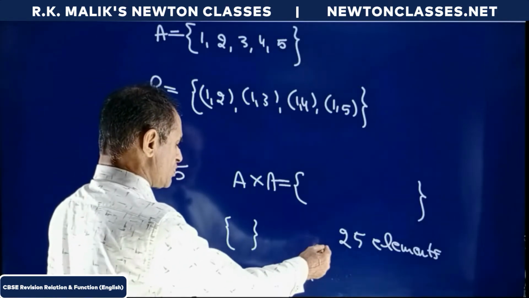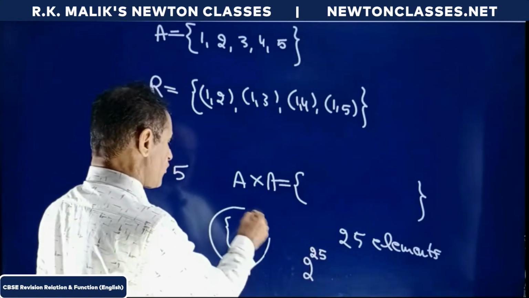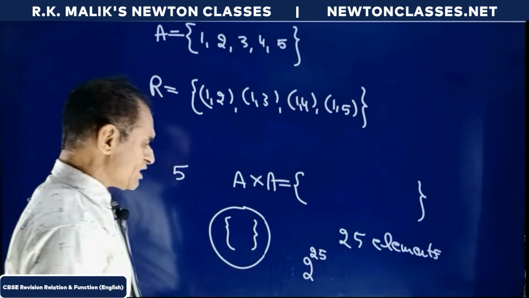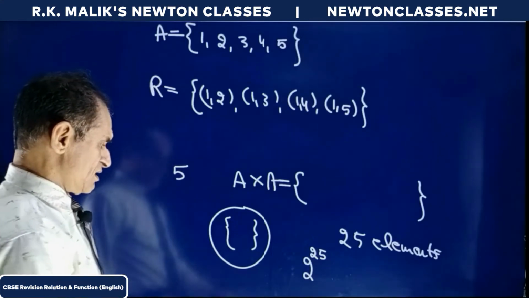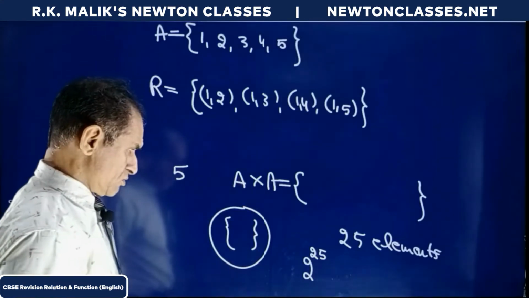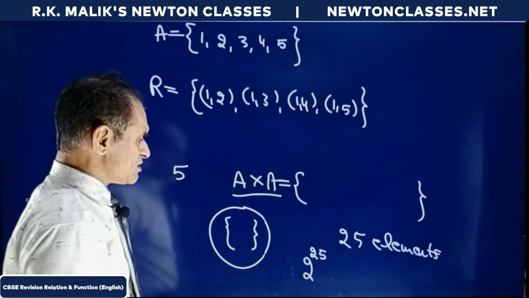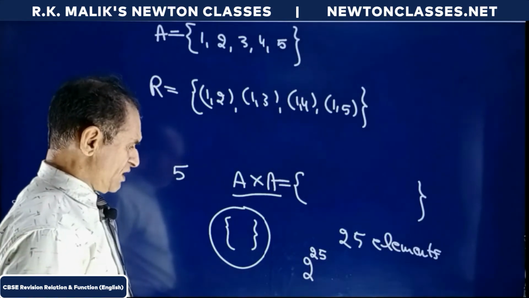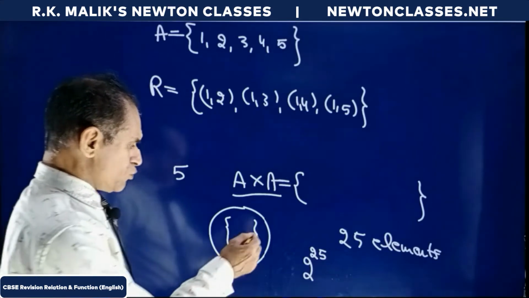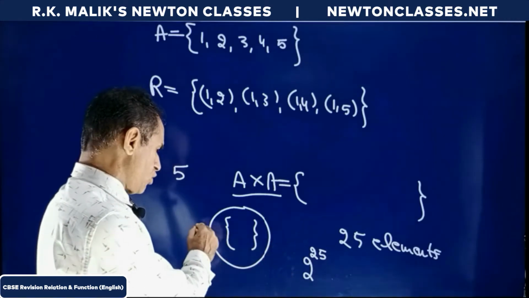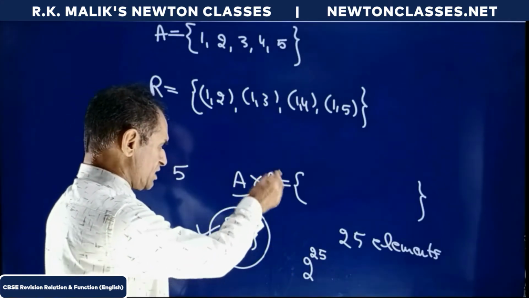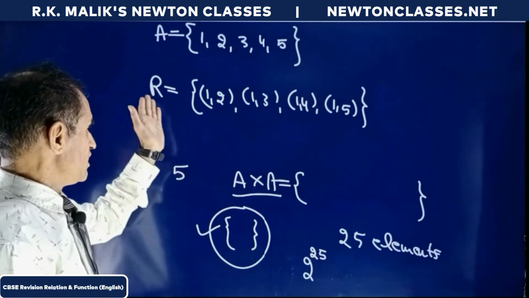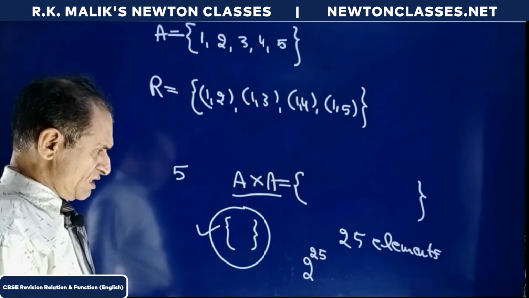Out of 2 to the power 25 subsets, this is also one of the subsets of A cross A. Hence, this is also a relation on A, because it is a subset of A cross A. The set A cross A is also a relation on A because every set is a subset of itself. In 2 to the power 25 relations, we have counted this also and A cross A also. And because this is also a subset of A cross A, hence R is also a relation.